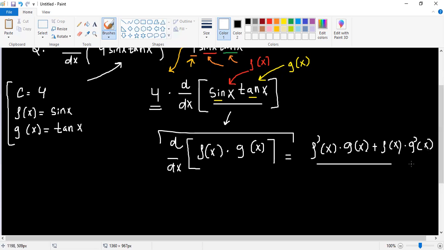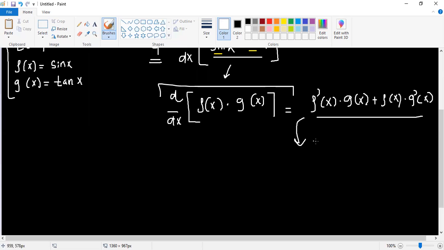And if this seems confusing, you could remember it as u prime v plus u v prime.